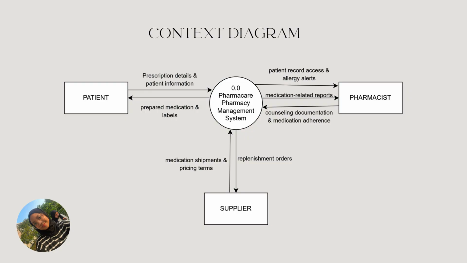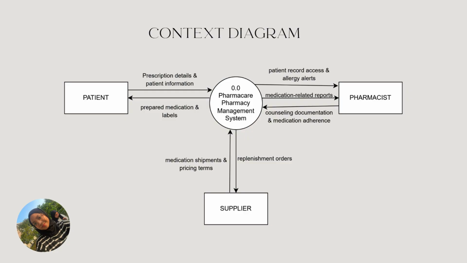In this diagram, the entire Pharmacare application is modeled as a single central system process, labeled process 0.0, Pharmacare Pharmacy Management System. Our system interacts directly with three main external entities: the patient, the pharmacist, and the supplier. Let's trace the data streams running between them.